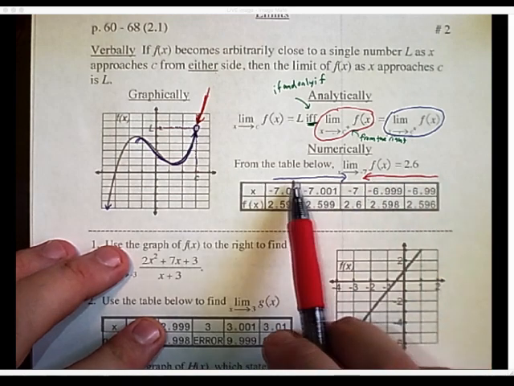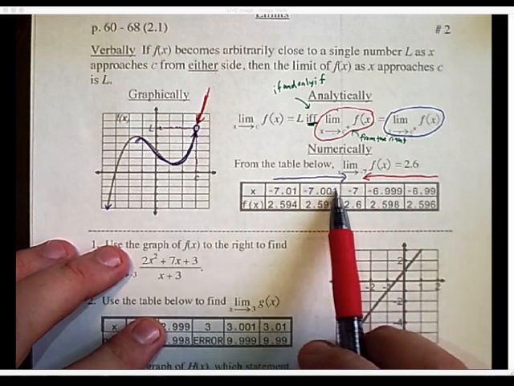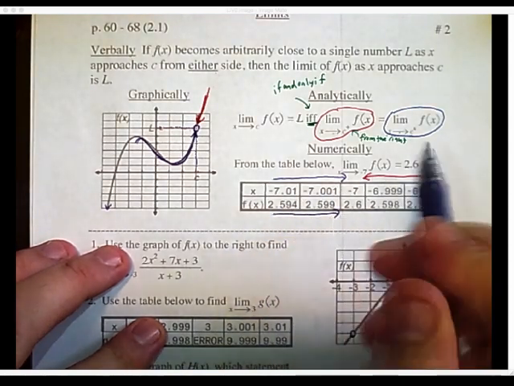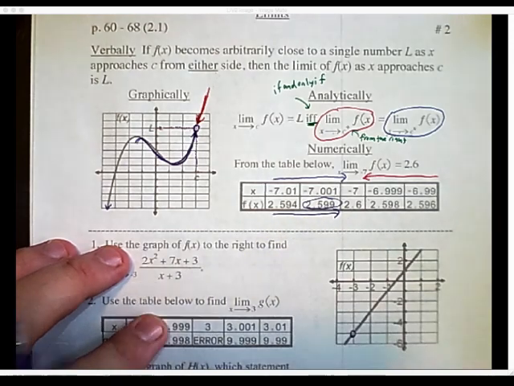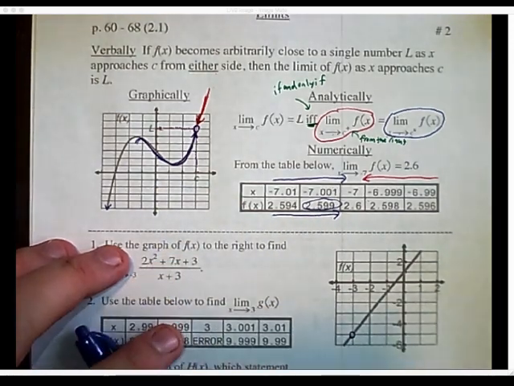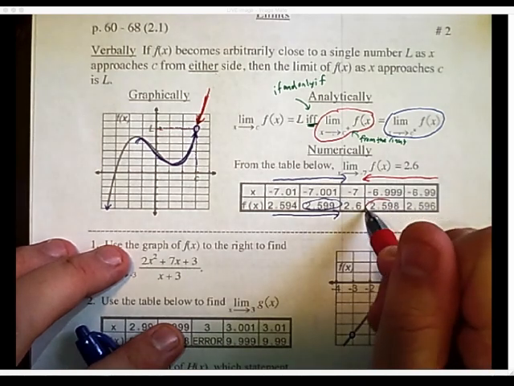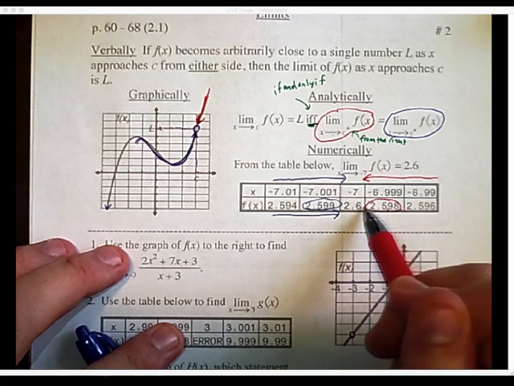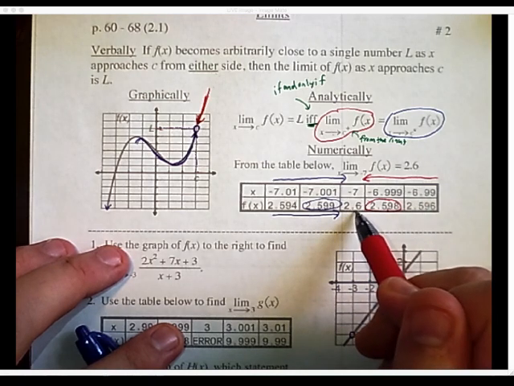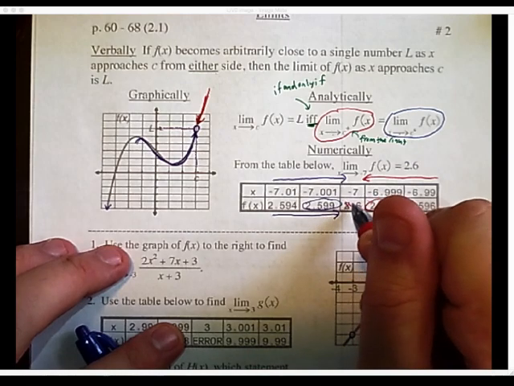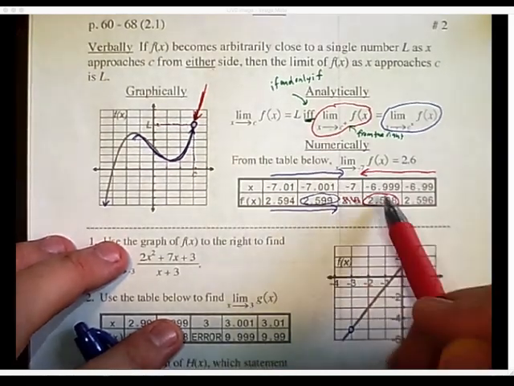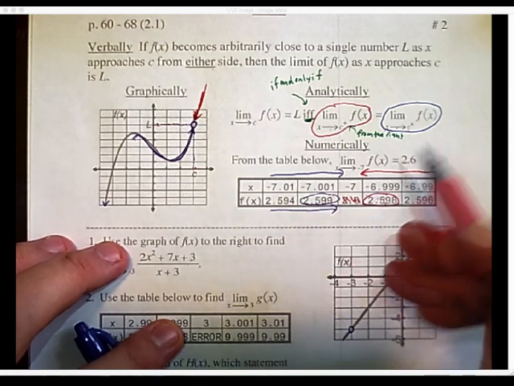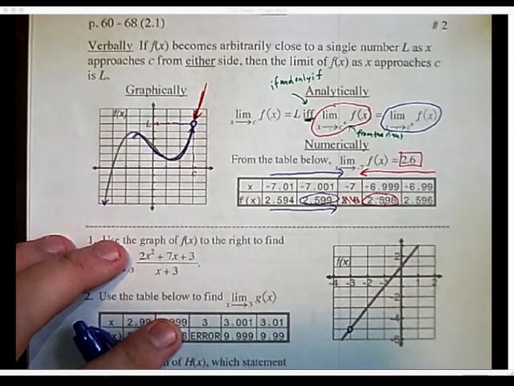So as we're approaching -7, what's happening to the y values? Well, when I get really, really close, that value is 2.599. As I come in from the right, a number really close to -7 is 2.598. So we're getting closer and closer to 2.6. Now, this didn't even have to be here. We're getting close on both sides to a number that's relatively close to 2.60. And that's why the limit is 2.6.